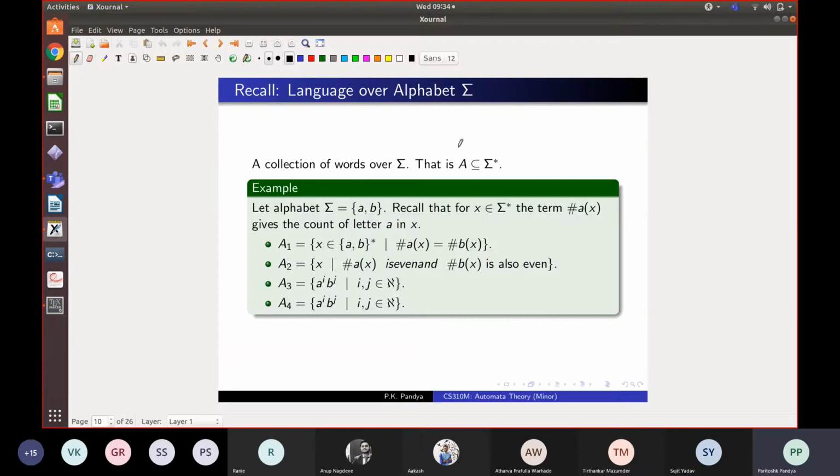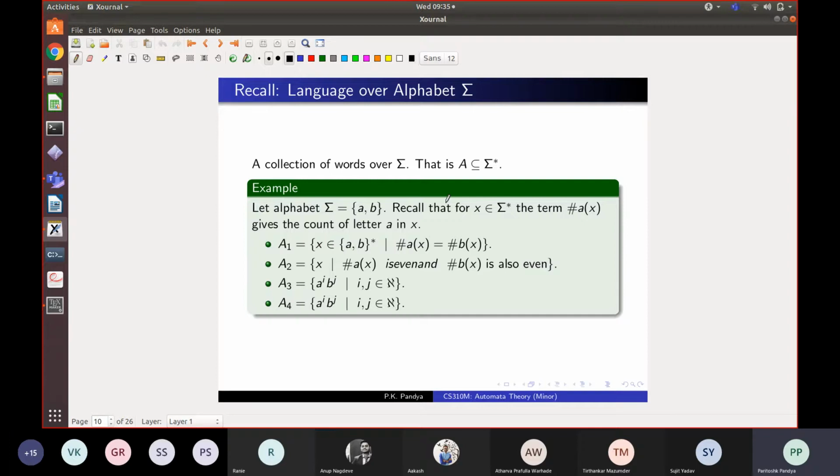So let me recall what we did last time. We talked about languages. Let me again consider an example. Suppose the alphabet consists of two letters A and B. You know what a word is? A word is a finite sequence of letters from the alphabet.